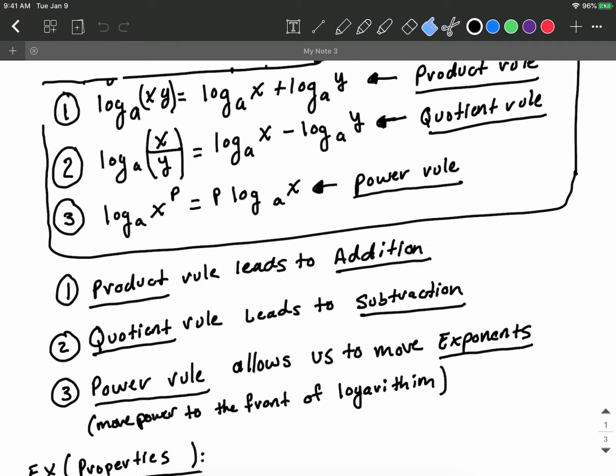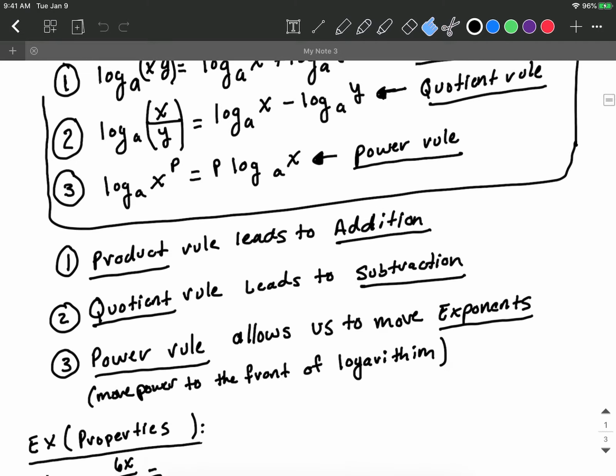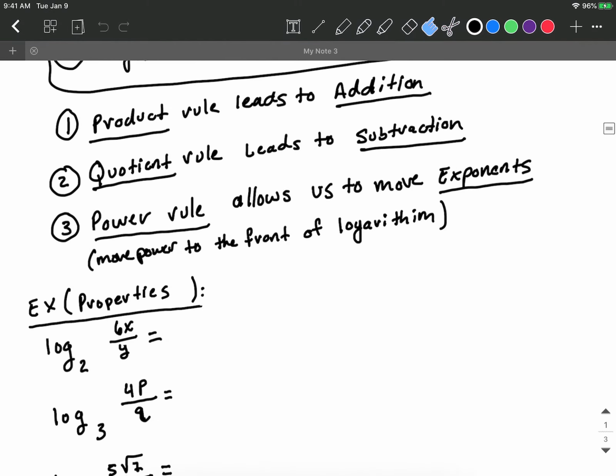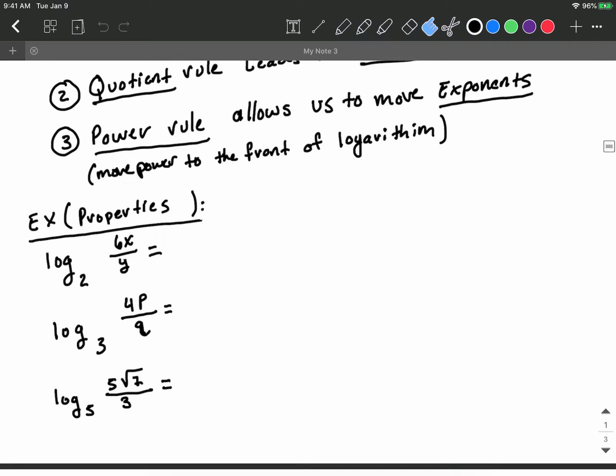Now on the third rule, anytime you see a power, a variable raised to a number, we pull that up front. The power rule allows us to bring powers up to the front. This will help us to equate problems or overall modify and adjust our problems accordingly to what we need. Down at the bottom, we have some examples, and we're going to use those properties accordingly.